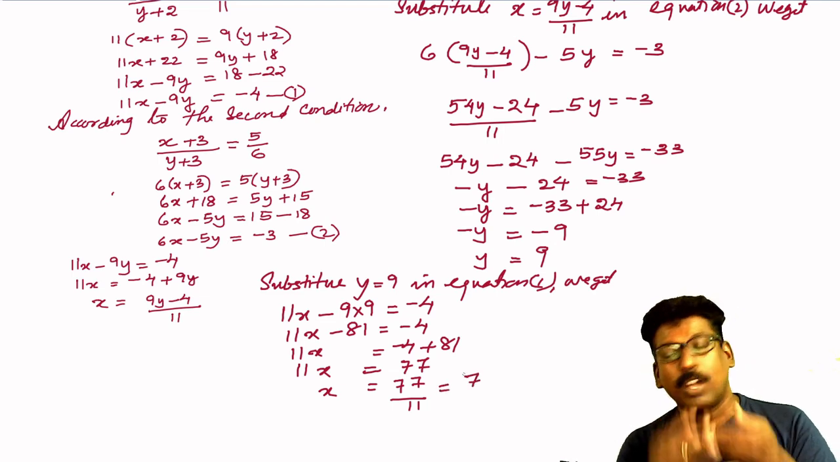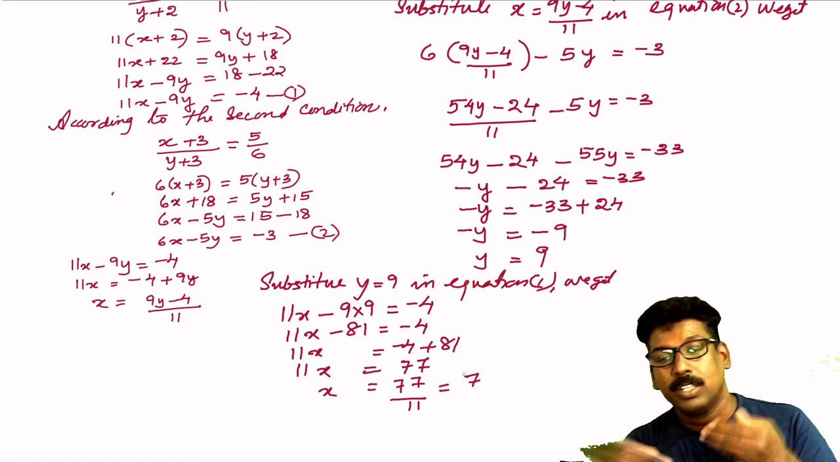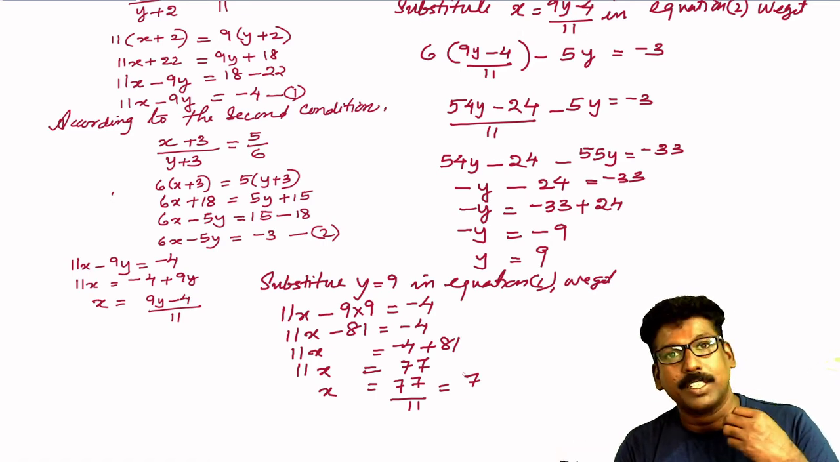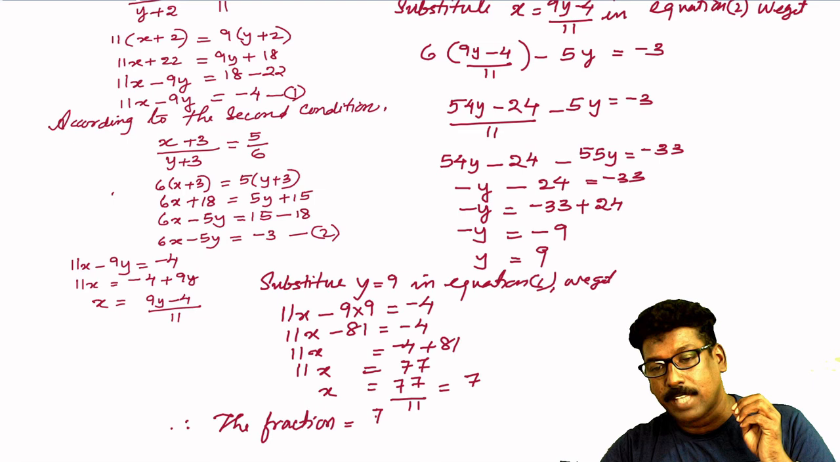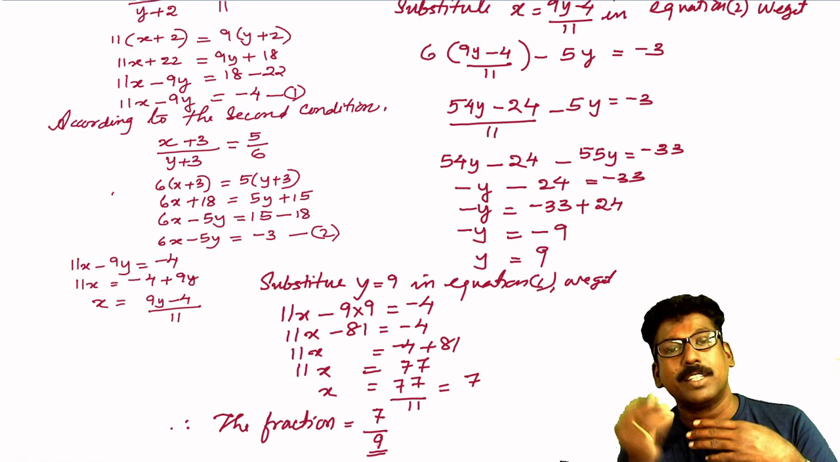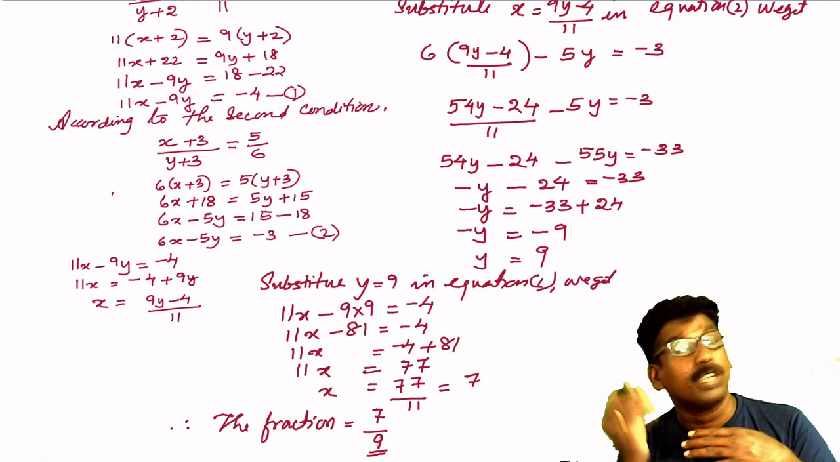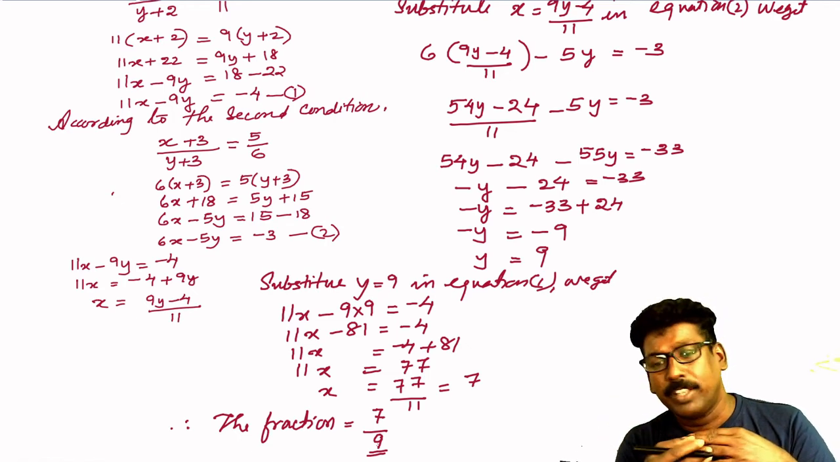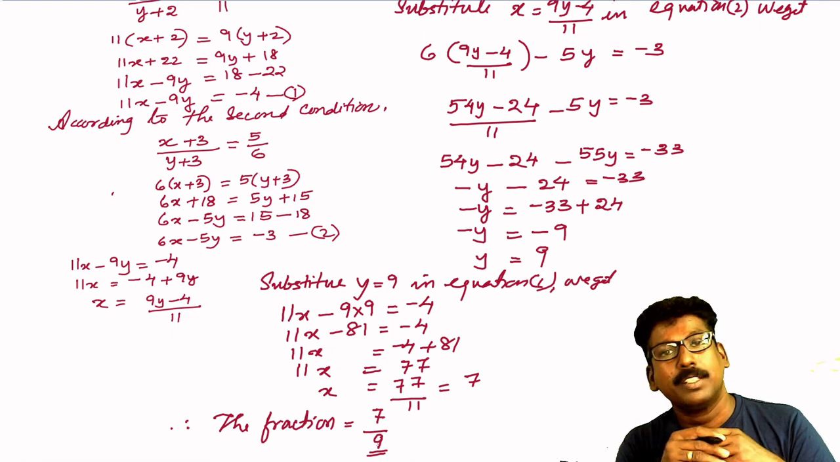Now you got the value of x and value of y. So the fraction you can write as x by y, which means 7 by 9, because numerator is equal to x, denominator is equal to y. So therefore the fraction is x by y, that is 7 by 9.